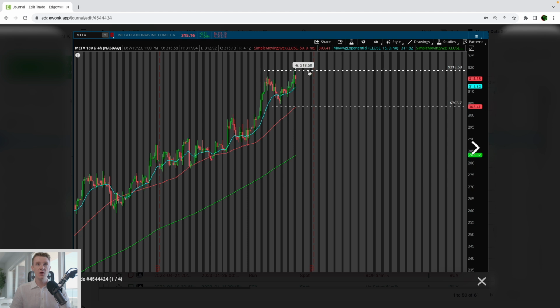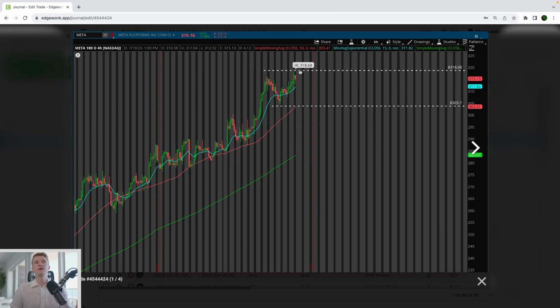When it comes to setting your stop loss with an overbought, overextended chart, it is very easy because you just use that all-time high as the reference point. So if this chart breaks above that all-time high at 318.68, that is where we're getting stopped out. The more tests of this level, the stronger that resistance is going to be. In this case, we only had one test on the day, so that just has to be taken into consideration.